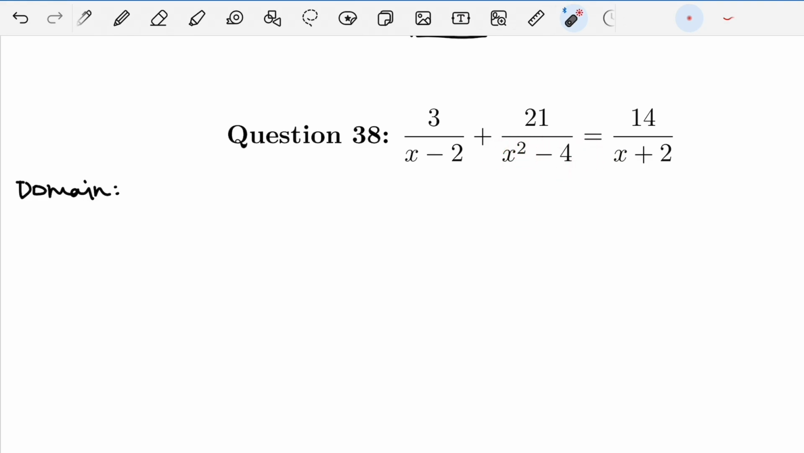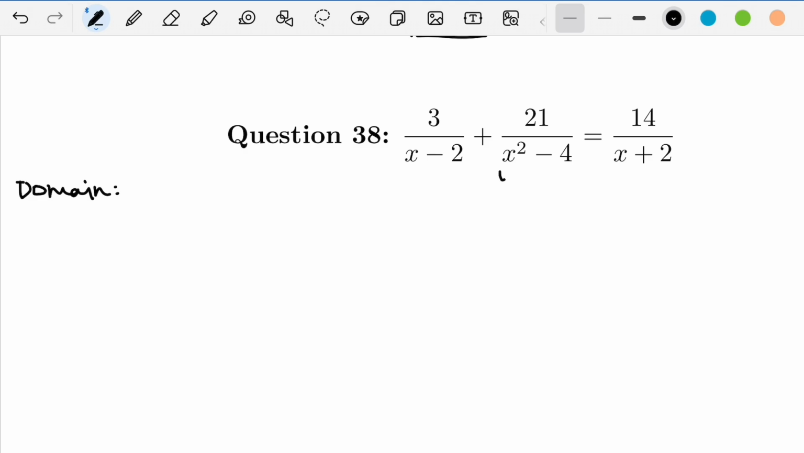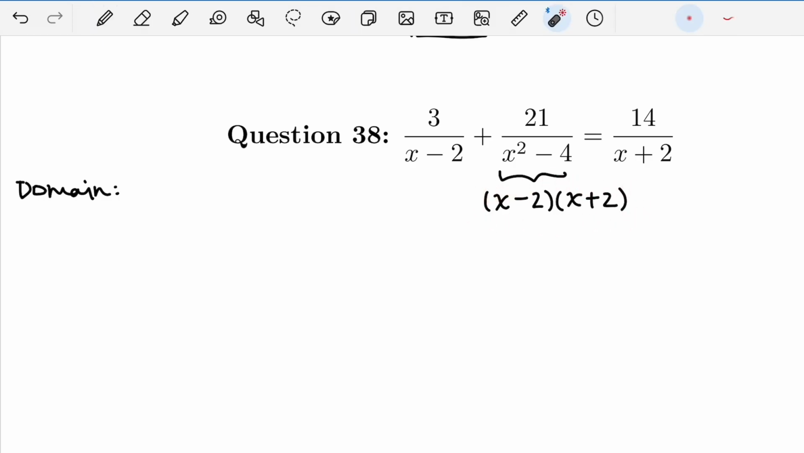But for this one, what we're going to do is factor it. We have a difference of squares here. Now factoring this, we're going to get x minus 2, x plus 2. And then using our zero factor property, if we set this equal to 0 and then solve for our x's, we're also going to get positive 2 and negative 2 in this case.